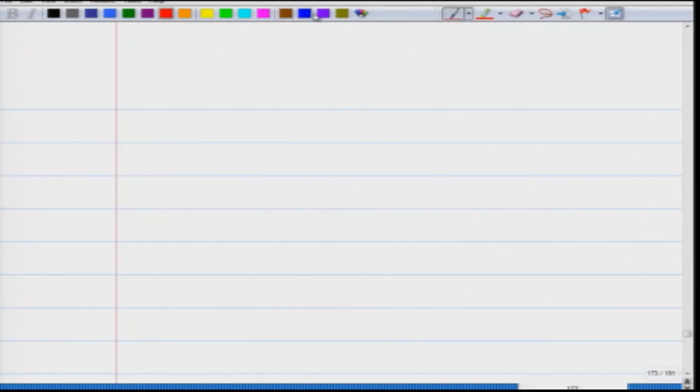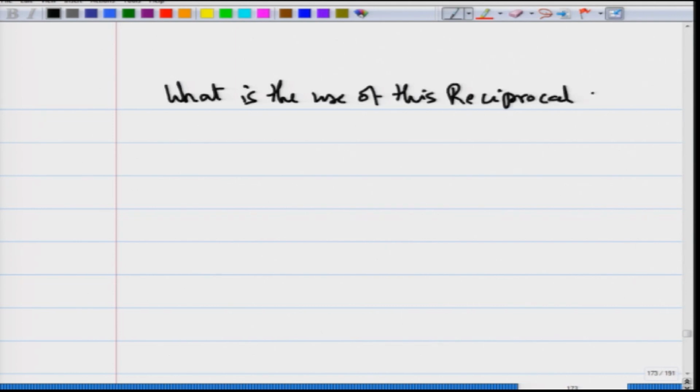So, let us look at what is the use of this reciprocal lattice that we construct. And here let us recall our discussions of X-ray diffraction, where we had considered the following.